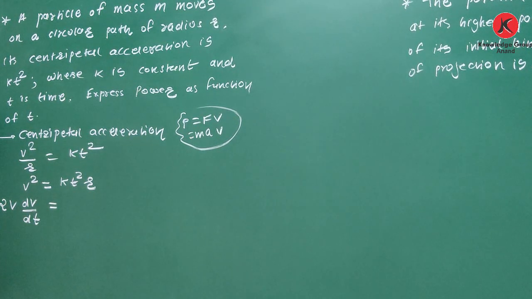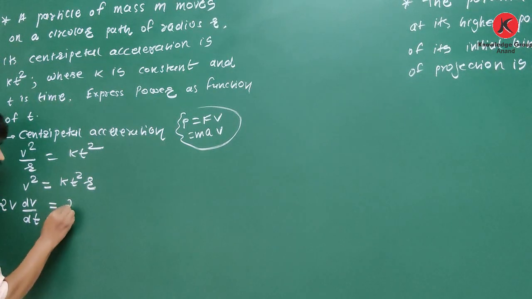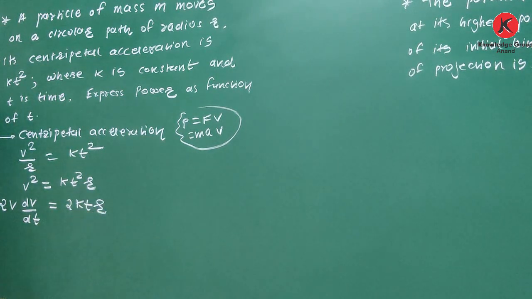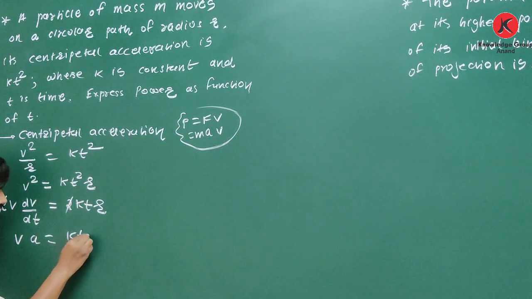Is equal to 2ktr. Differentiate this equation with respect to time. So here it is 2v dv/dt is equal to 2ktr. So this 2 cancels. Clear about this? Now this dv/dt is called acceleration. So here acceleration a is equal to ktr.